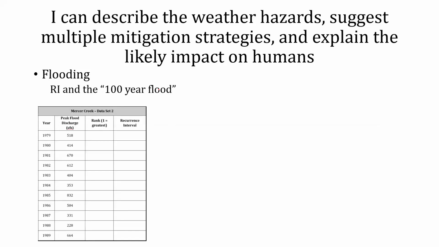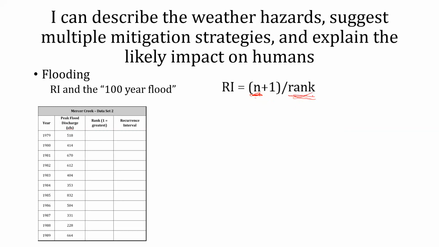to calculate recurrence intervals. And we did this in a slightly different way than we had before, because every time we calculate recurrence intervals, we learn new and perhaps more complicated ways of doing it. So here's the equation for recurrence interval. In here, n is the number of years in the data set. So it says the recurrence interval equals n+1 divided by rank.